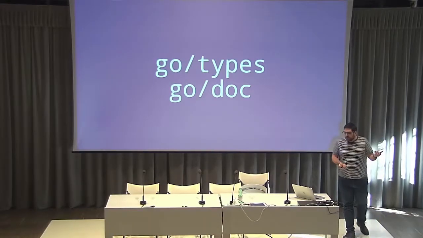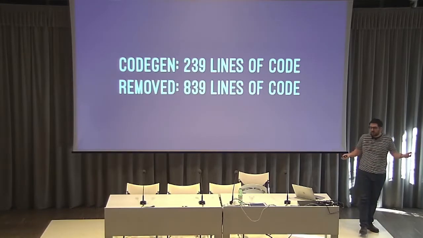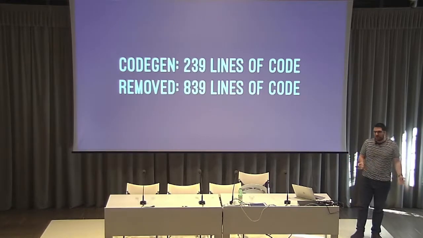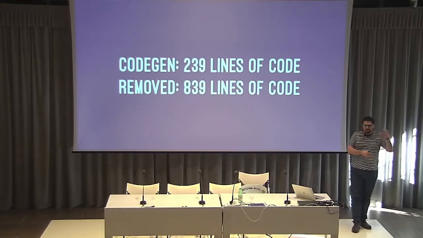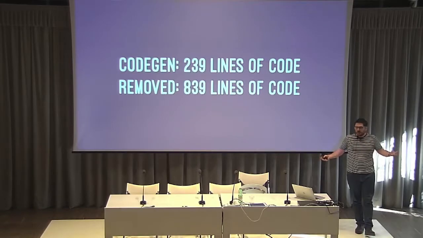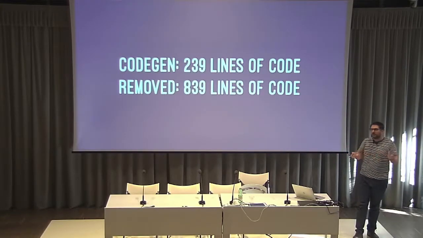So I did that experiment, and it turned out the code generation code was 240 lines, and with that we removed almost 850 lines of code. We removed 850 lines that you had to manually type, that were not providing any value because it was all boilerplate, and we just have 240 lines that are actual code that is doing something interesting.